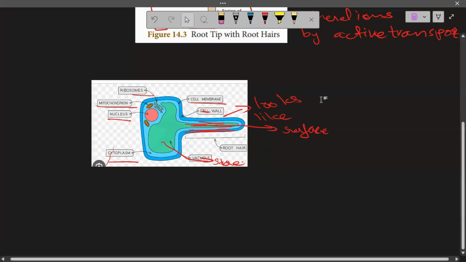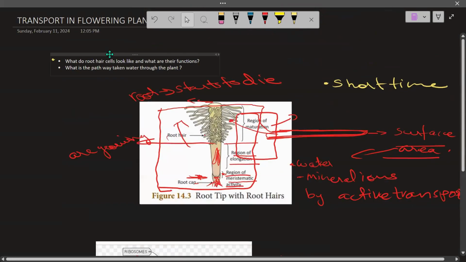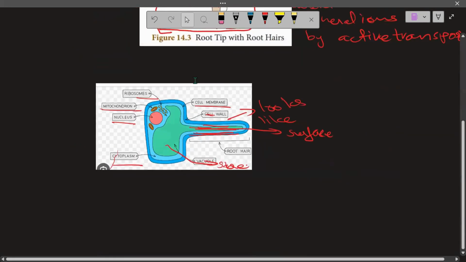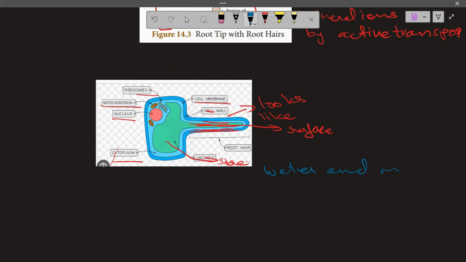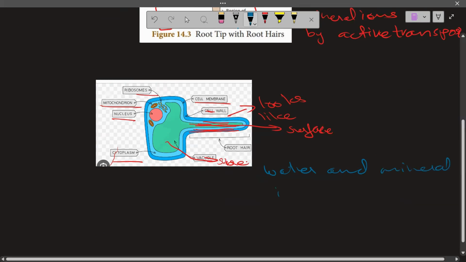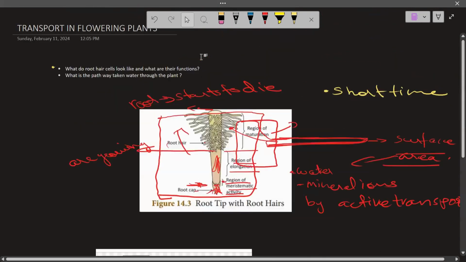Now we are done with the first point: how root hair cells look, and what their functions are. They take up water and mineral ions from the soil. Okay, we are done with the first one.